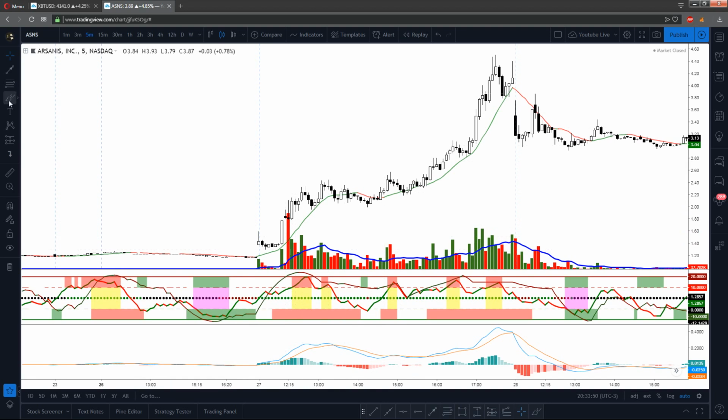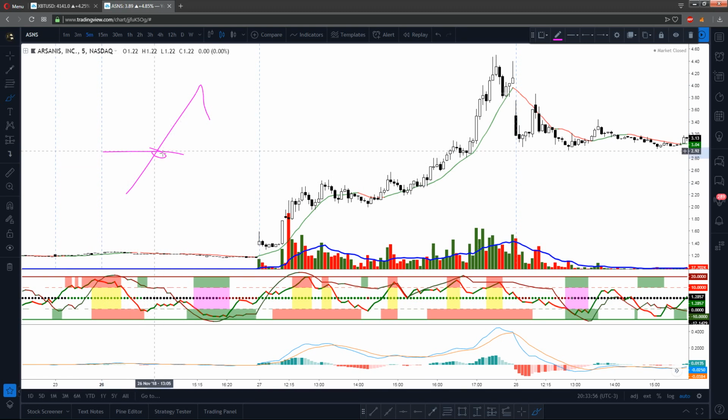But going back to what I was saying, so you have your first entry on the break of pre-market highs, second entry on a curl of the flag, or third entry on a break of the top. Any entry after this is very risky and is more like FOMO. You don't want to FOMO into these.